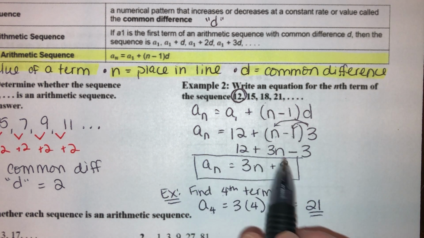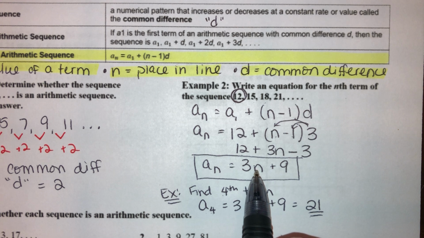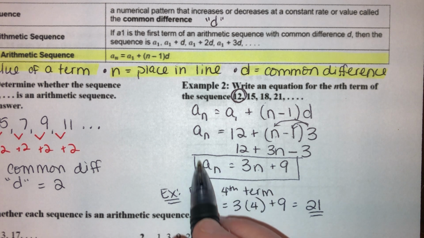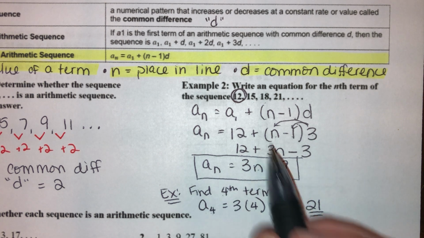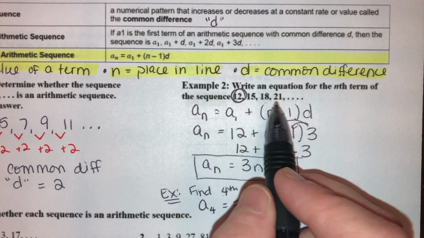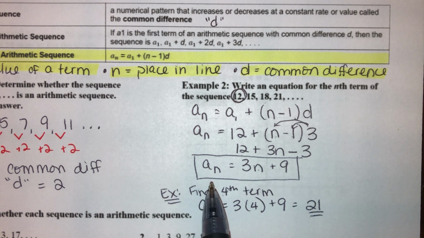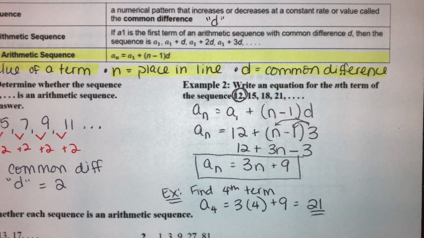Okay, so this is just a little shortcut. All you have to do is put in what place in line your number is, plug that in, and then this tells you what the actual number is. The 4th number in line is 21, so 21 equals a sub 4. Hopefully that makes sense to you, all right?